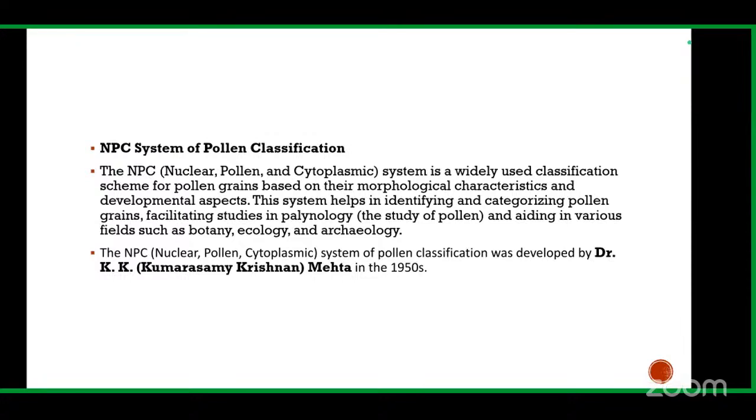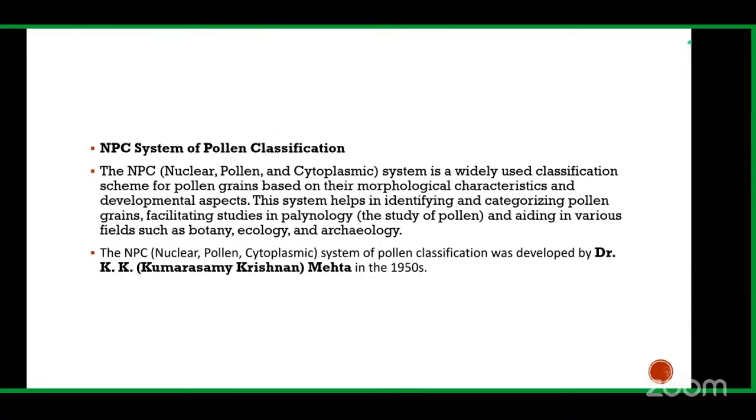So today we'll revise from the NPC system of pollen classification. This is a very important topic. What is the NPC system? N stands for nuclear, P stands for pollen, and C stands for cytoplasmic. The NPC system is a widely used classification system for pollen grains based on their morphological characteristics and developmental aspects. Basically, the pollen grains are classified, and the most widely used system is this NPC system.